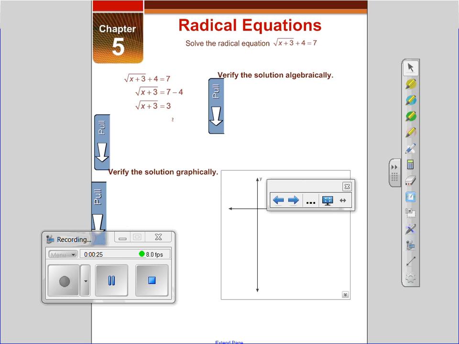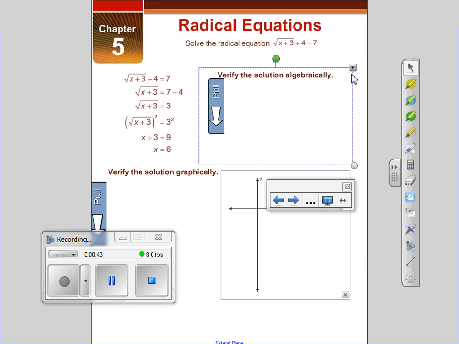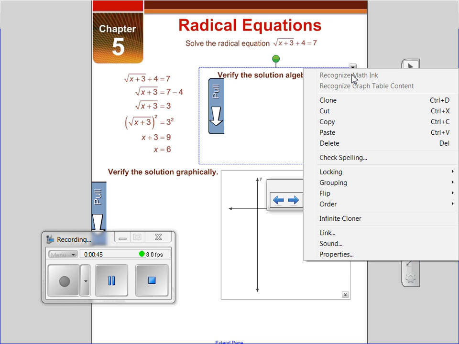So if you look at this work right here, we get the root by itself, we square both sides to get rid of the radical. It's the opposite of square rooting, so we square both sides. And we're going to do a couple here. We also should practice how to check if we're right, which is verifying if our answer is correct.